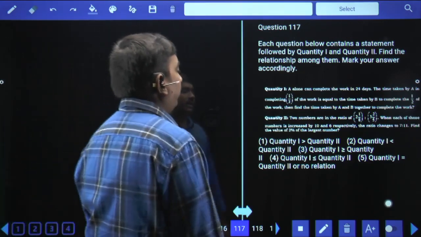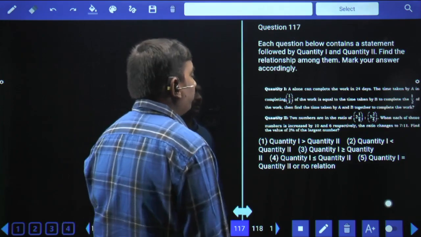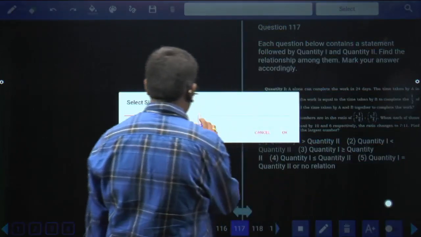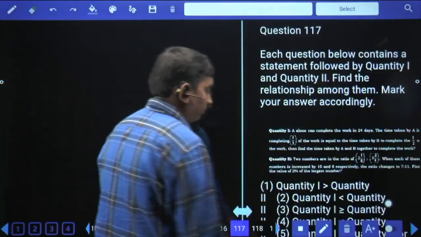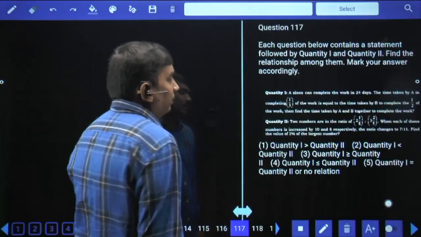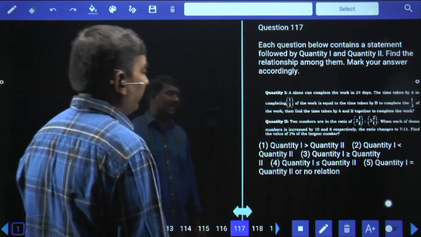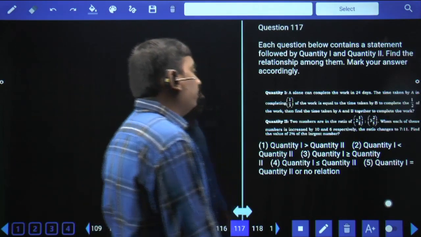A alone can complete the work in 24 days. The time taken by A to complete 1/3 of the work is equal to the time taken by B to complete half of the work.